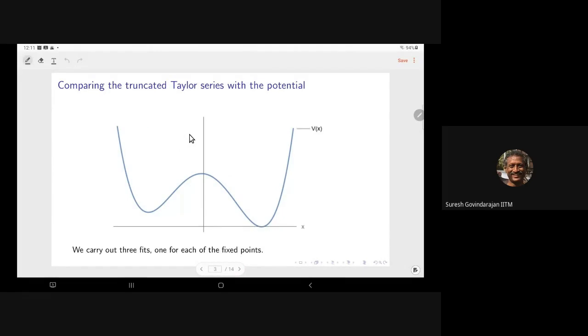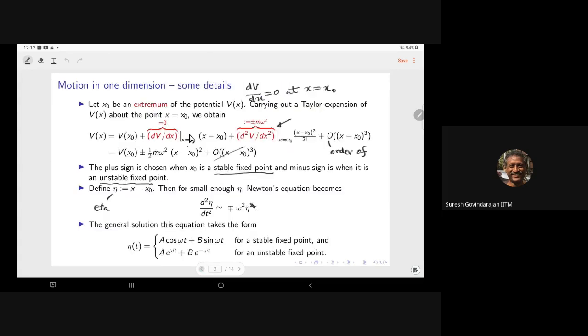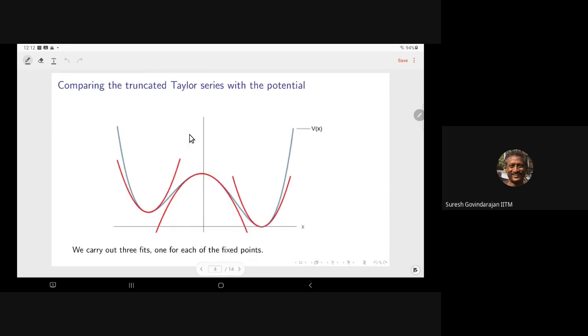Okay, so now we'll do some simple games, and look at this potential. This is a random potential. I just drew something. So this thing has two fixed points, I mean two extrema, because dV by dx is 0 here, and one more out here. So we carry out the fit for one of the fixed points. The idea here is that we got some approximate expansion about the fixed point. If we throw away all higher order pieces, let's see how well it works.